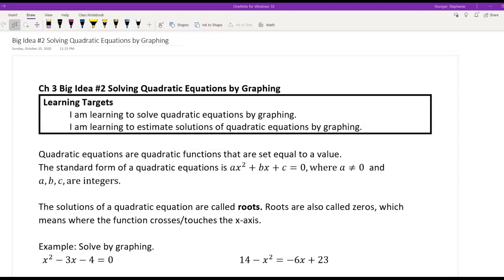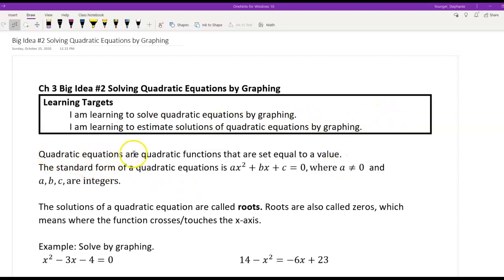Welcome back, scholars. Today we're going to look at Chapter 3, Big Idea Number 2, Solving Quadratic Equations by Graphing. So today our learning targets are, I am learning to solve quadratic equations by graphing, and I'm learning to estimate solutions of quadratic equations by graphing.